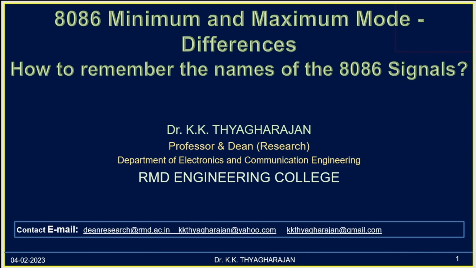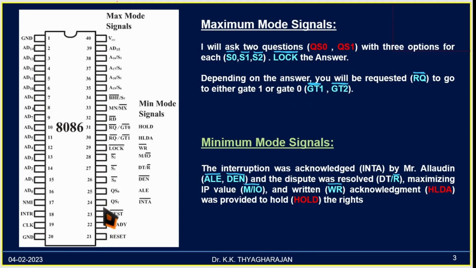Hello. In the 8086 microprocessor, some pins provide some signals in maximum mode and the same set of pins provide different types of signals in minimum mode. In this video, I am going to discuss the functions of such pins. In 8086, pins 24 to 31 provide some functions in maximum mode and the same pins provide different functions in minimum mode. To remember the names of the pins in both modes, I have coined some sentences.